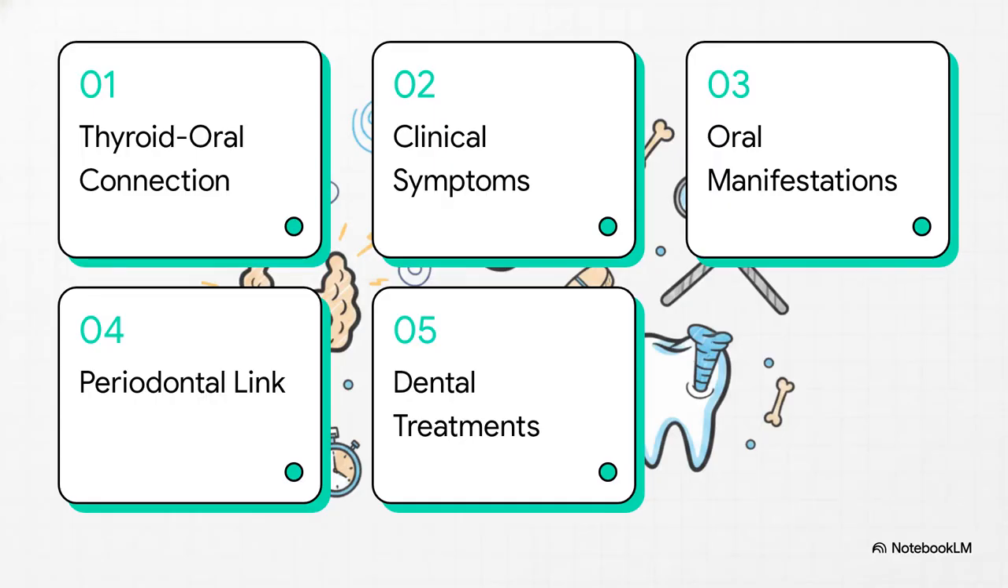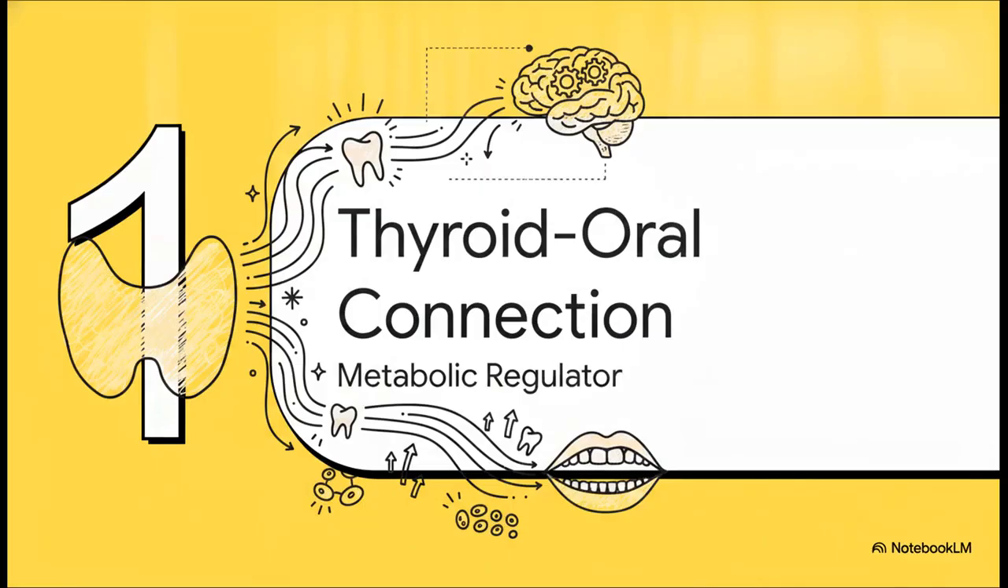Okay, let's take a quick look at our roadmap for today. We are going to cover: 1. The thyroid-oral connection, 2. General clinical symptoms, 3. Uncovering oral manifestations, 4. The periodontal disease link, and finally, altering our dental treatments. All right, Section 1. The thyroid-oral connection, focusing on the body's master metabolic regulator.